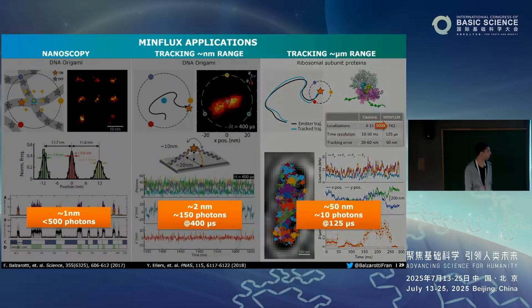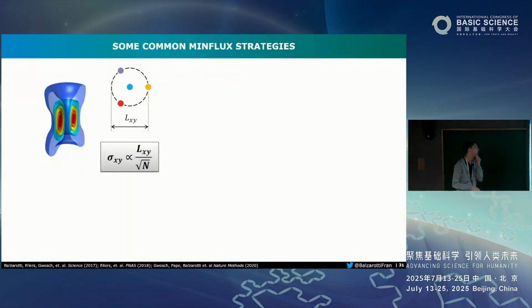So very powerful. This work in particular, this part was tuned towards time resolution and not towards spatial resolution. We didn't care so much about that. So we were using 10 photons for localizations at a 50 nanometer precision, but at an 8 kilohertz repetition. So this was kind of what we did. There are many strategies with which you can do MINFLUX.